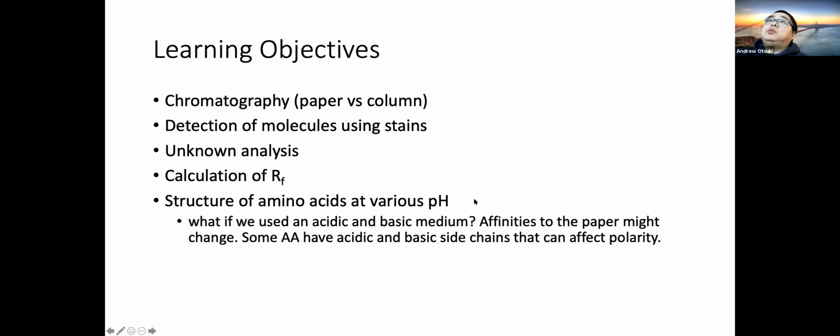We're also going to think about the structure of amino acids at various pHs. What happens when we add a basic or more acidic medium to our solvent? How might the affinities to the paper change? Remember, some amino acids have acidic and basic side chains, so that will definitely affect the polarity and how the amino acid interacts with the stationary phase versus how it gets moved up the plate through the solvent phase.